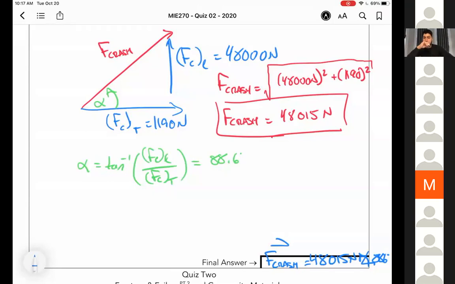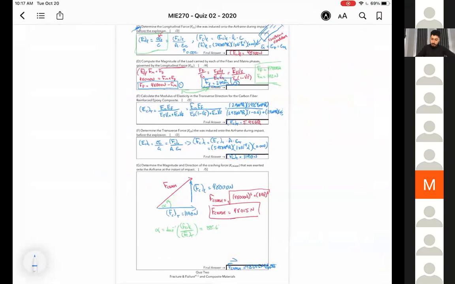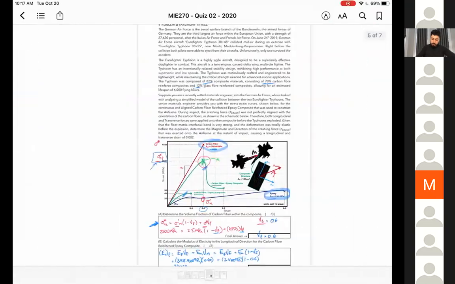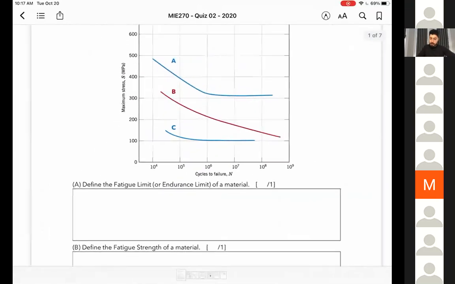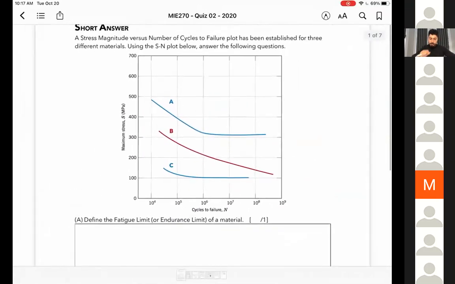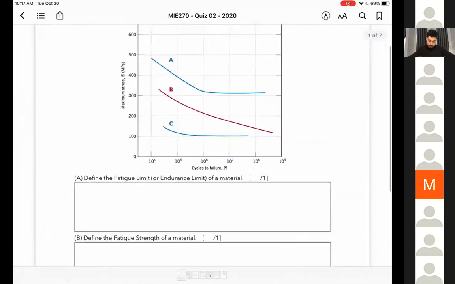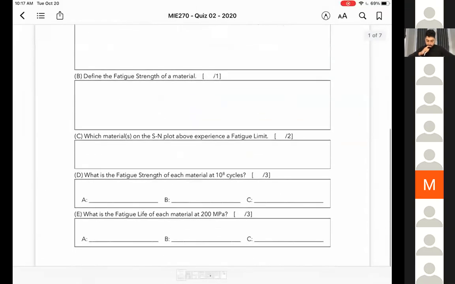Yeah, just had a question in the beginning for the short answer. I was wondering if we can go back. Yes, no problem. Let's go to short answer. Wow, this was a long quiz. Yes, it's part D. When it tells you what is the fatigue strength, I tried to answer, but I didn't get the exact answers. Is it just by estimations, or how can we get the most exact answer?